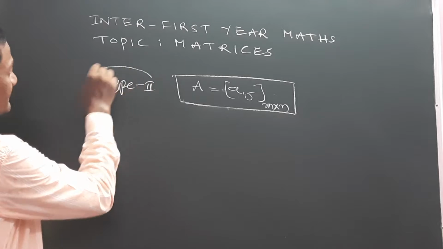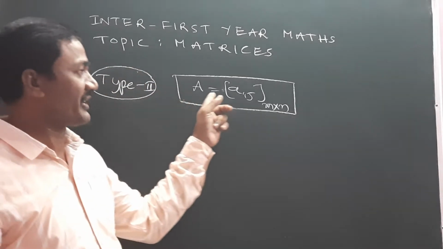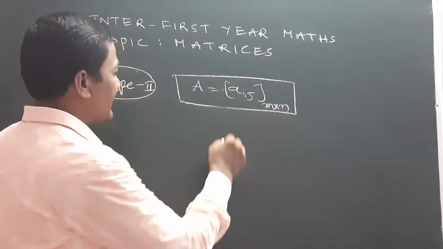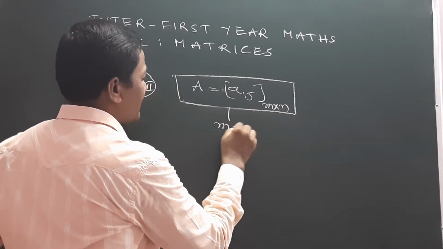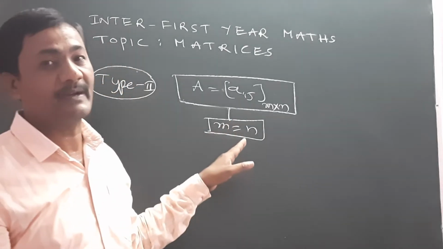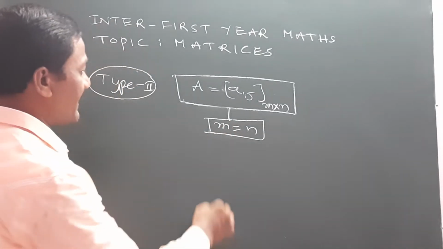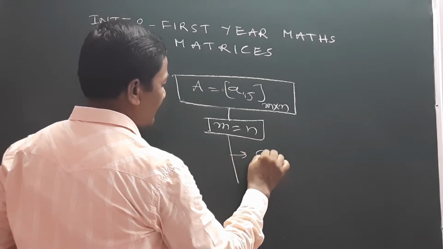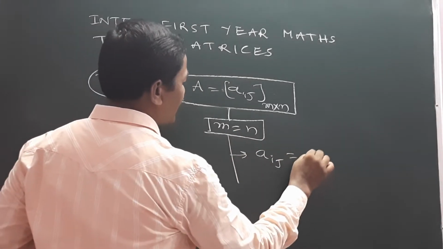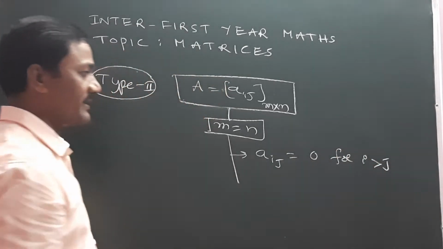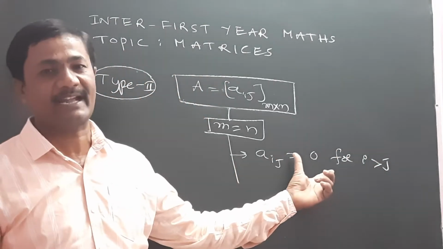Type 2. A is equal to Aij, where Aij is the element of the ith row and jth column. In this case, M is equal to N. That means all the matrices are square matrices only. First one is Aij is equal to 0 for i greater than j.